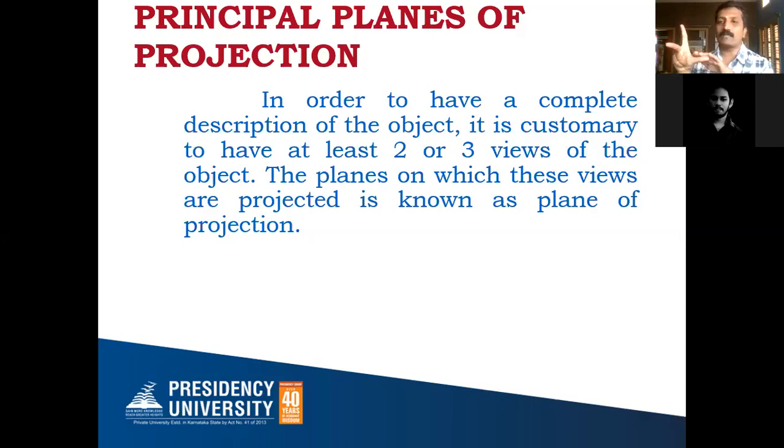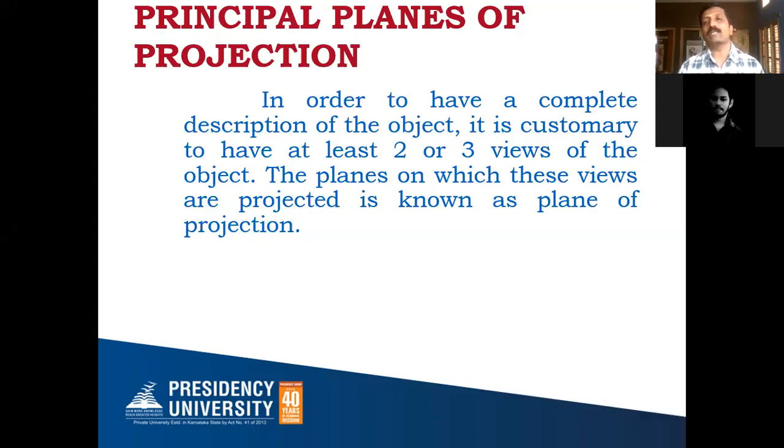These are the horizontal, vertical and profile planes. Wherever you are sitting or standing, that room itself, you can consider as the three principal planes of projection. The floor is the horizontal plane, and whichever side you consider, left, right, back or front, the wall you can consider as the vertical plane, and the left and right sides of your vertical plane you can consider as the profile plane.